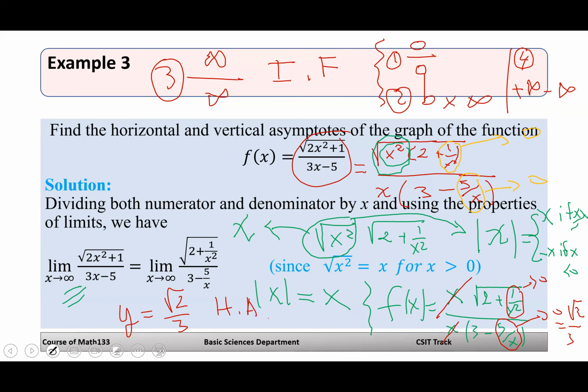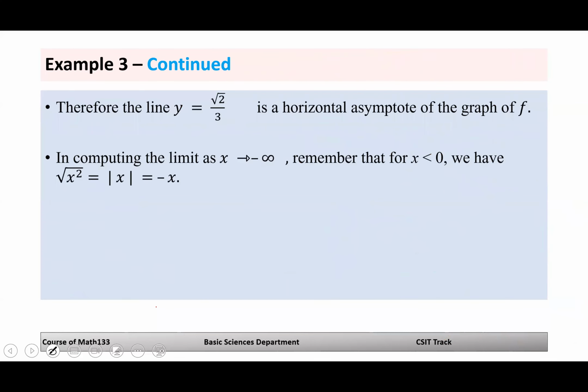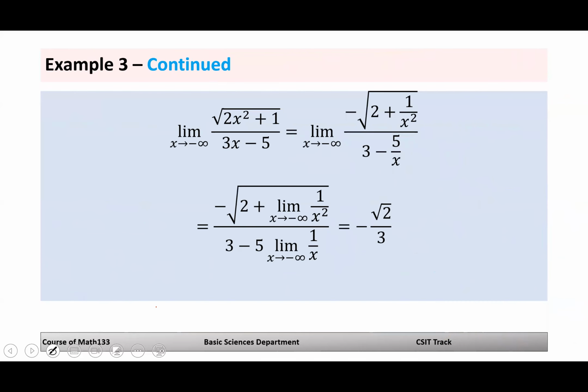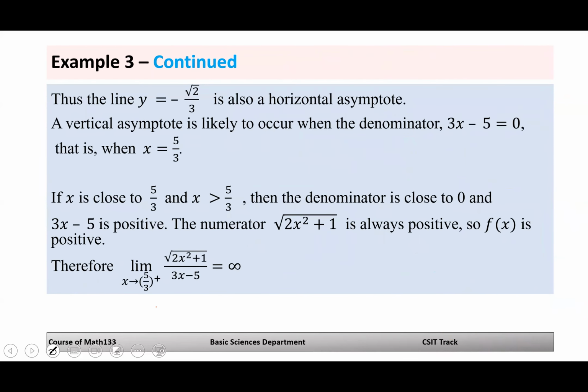What happens for x approaches minus infinity? Basically, we will use the same thing. The only difference is that absolute value of x will be equal to minus x in this case. And you guess that the result will be minus root 2 over 3. So the horizontal asymptotes are plus minus root 2 over 3. And we are done with this example. Okay, so these are the horizontal asymptotes.